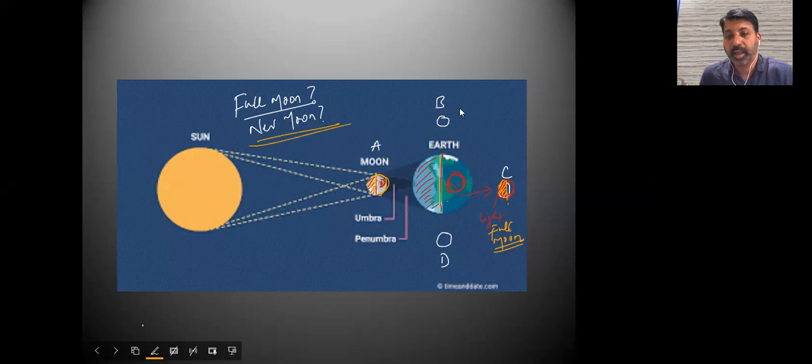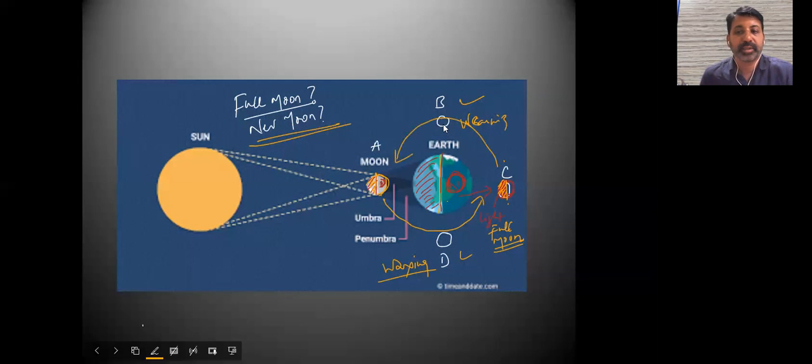You got the point. And what is the position of B and D? B and D. From C to B, what will happen? The full moon becomes half a moon. That is called waning moon. This will be waxing. You got the point. New moon to full moon, the journey will go like this. And full moon to new moon, it goes like this.